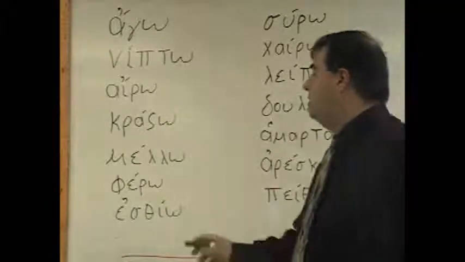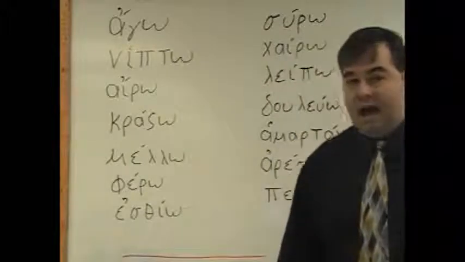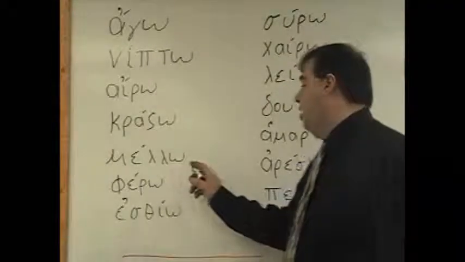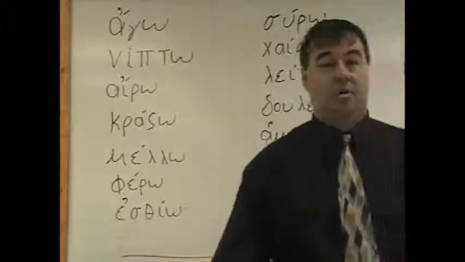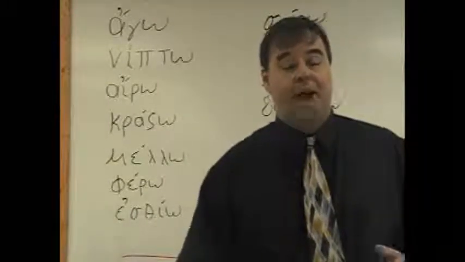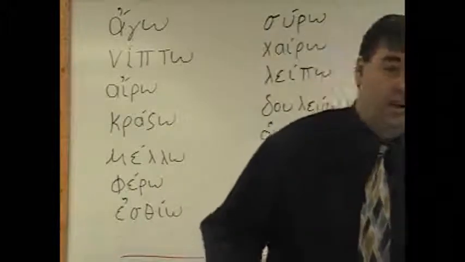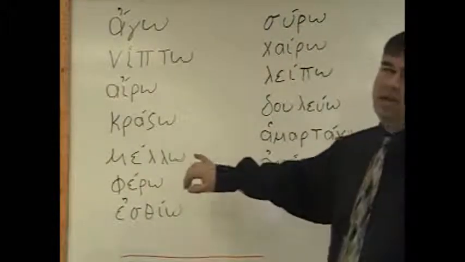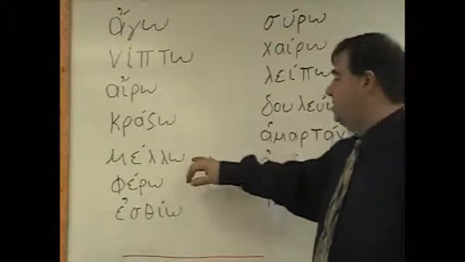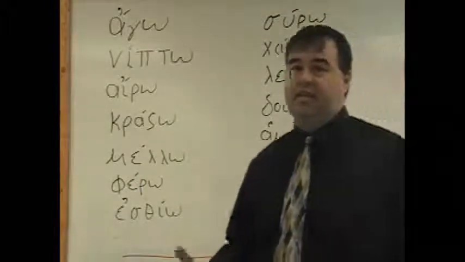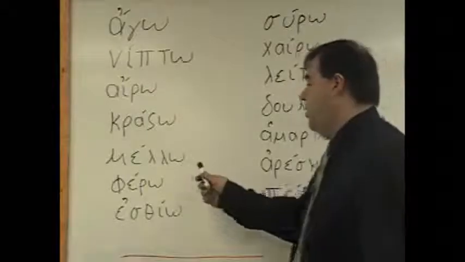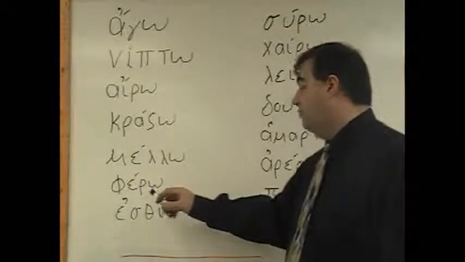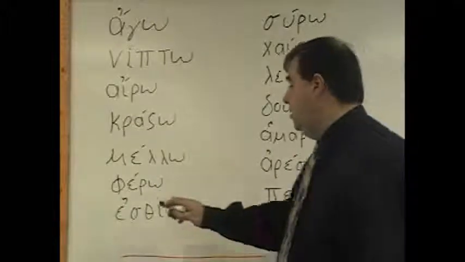Krazo. Krazo means I cry out. Krazo, I cry out. Mello. Mello means I'm about to, as in, I'm about to do something. It's just getting ready to happen. There's been lots of conversations over that word, and written things about the word mello and understanding exactly what's meant in the New Testament. Mello, I'm about to.